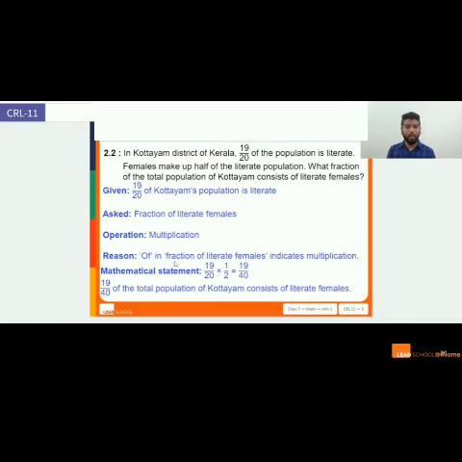Reason: in fraction of literate females indicates multiplication. Correct? What fraction of the thing. So they're talking about how much belongs to it. So 19 by 20 into 1 by 2 is equal to 19 by 40. So 19 by 40 of the total population of Kottayam consists of literate females.